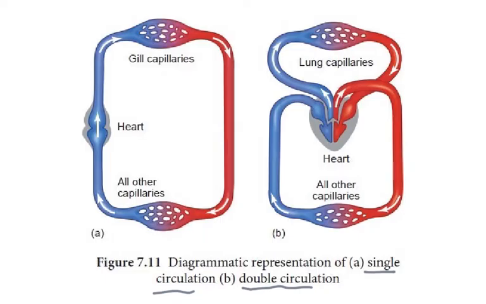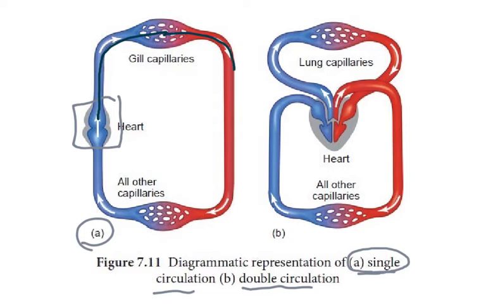Then you see in fish we have this. This is a single circulation, in which we have a two-chambered heart only. The blood passes from the heart to the gills and then to the body, and then it comes back to the heart. So the heart has only two chambers. There'll only be an atrium and a ventricle. That's it. So the ventricle would be this one and the atrium would be this one, which receives the blood from the body.